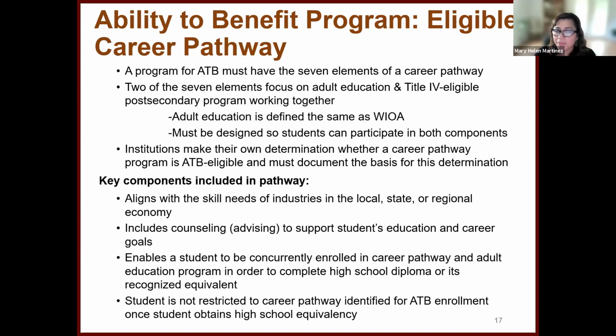So key components in a pathway, and I just pulled these out of the 7. They align with the skills needs of industries in the local, state, or regional economy. So, high demand, high wage. It includes counseling, or we call it advising, in an institution of higher ed to support the student's education and career goals. It enables a student to be concurrently enrolled in the career pathway and adult ed program, or its recognized equivalents, right? High school diploma. Students are not restricted. This is just one item in the federal ruling: not restricted to that specific career pathway identified for ability to benefit enrollment once the student obtains their high school equivalency.